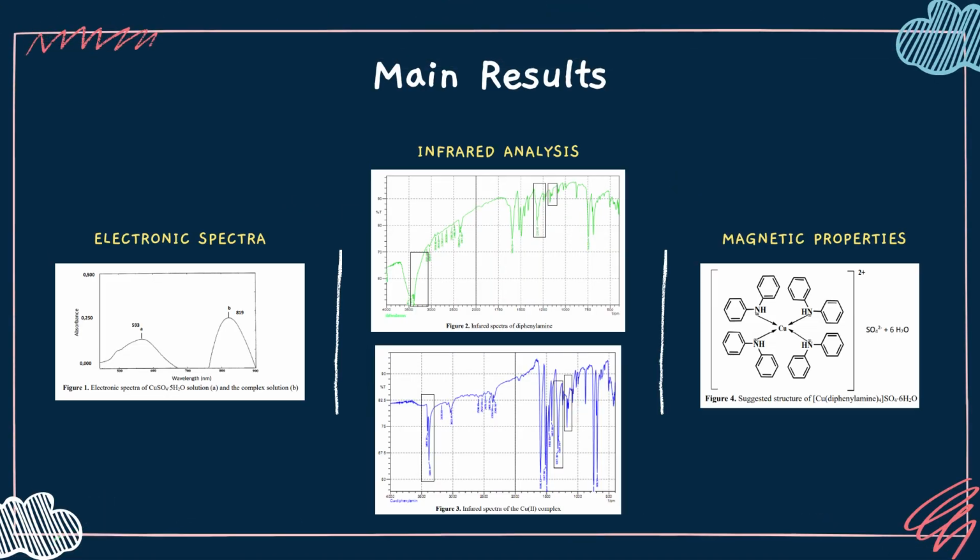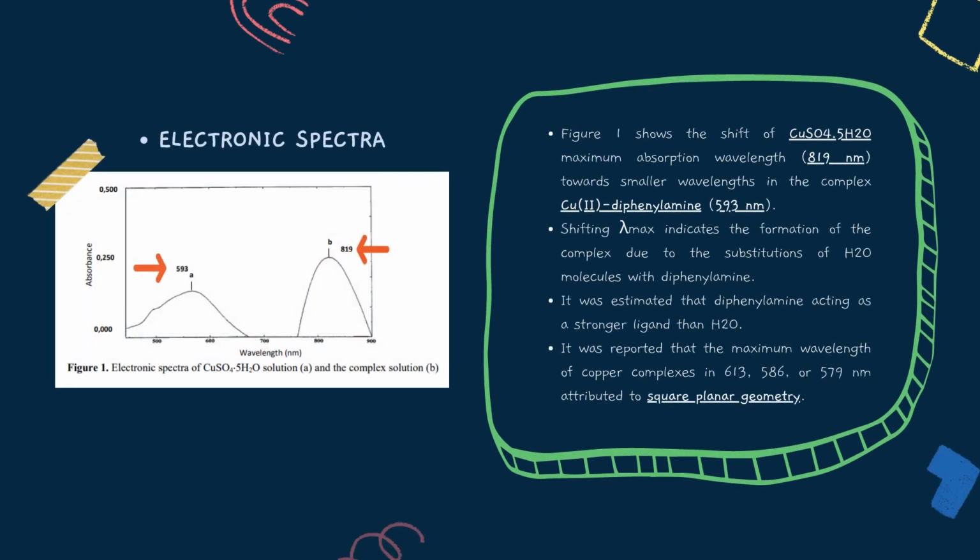The main results for this experiment are shown below. The first one is the electronic spectra. Based on the figure, the maximum absorption wavelength of copper sulfate pentahydrate, 819 nanometers, shifts towards smaller wavelengths in the copper(II) diphenylamine complex, which is 593 nanometers. Maximum wavelengths of copper complexes at 613, 586, or 579 nanometers are attributed to square planar geometry.